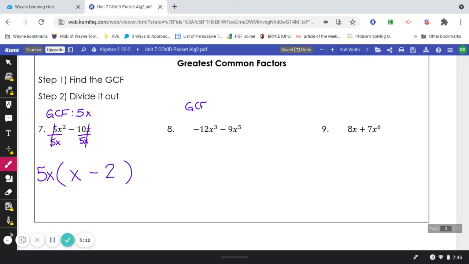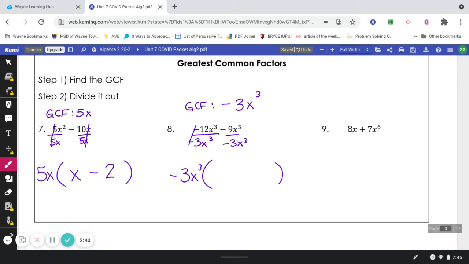Number 8, my greatest common factor here. Since both of them are a negative, I am going to use a negative as my greatest common factor. 3 can be divided into 12 and 9. And I'm going to take out the x to the third. So you're always taking out the smaller of the exponents. Divide each of these by negative 3x to the third. Put the negative 3x to the third in front. Always, the greatest common factor has to go in front.